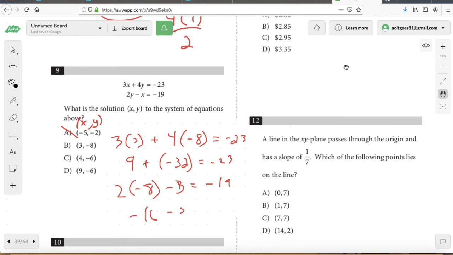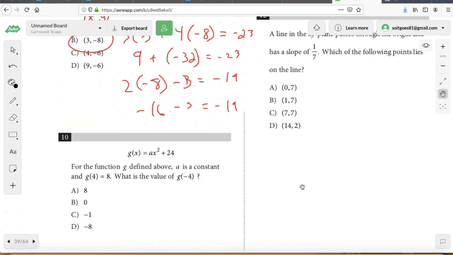That does equal -19. I can confirm it is indeed answer choice B. Done. Don't even worry about the others. Moving on. Question number 10.